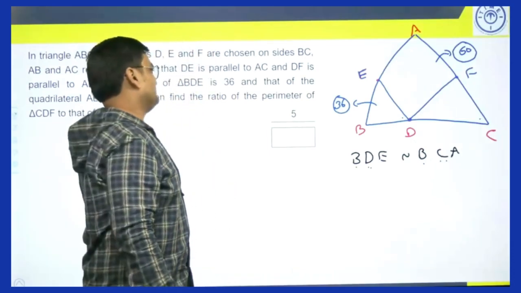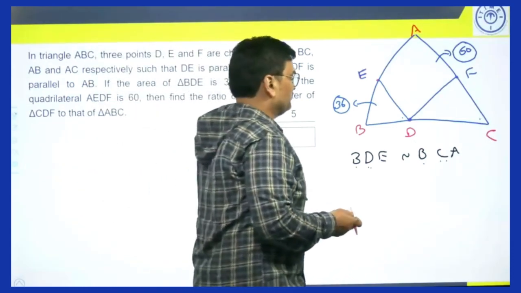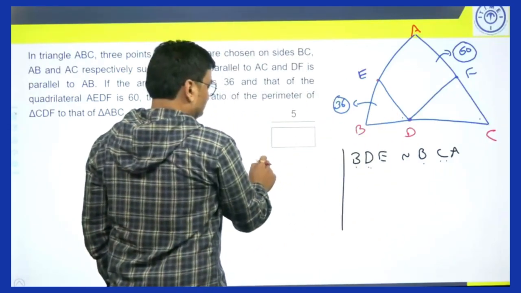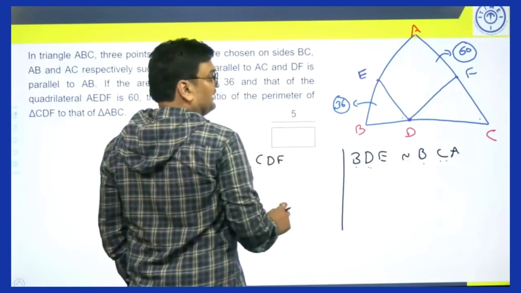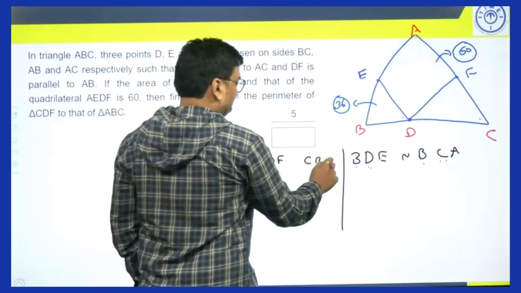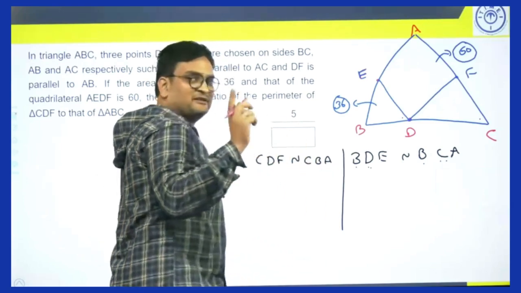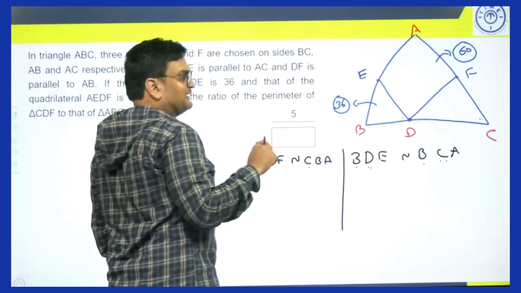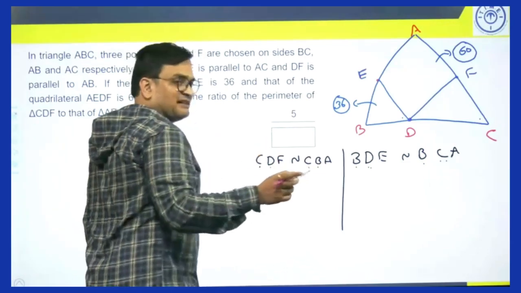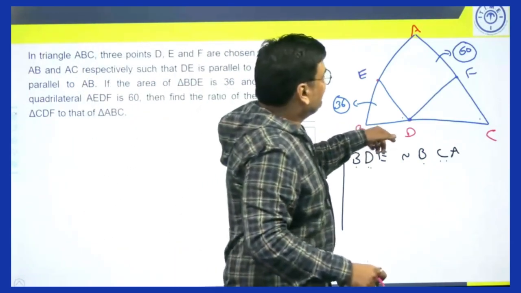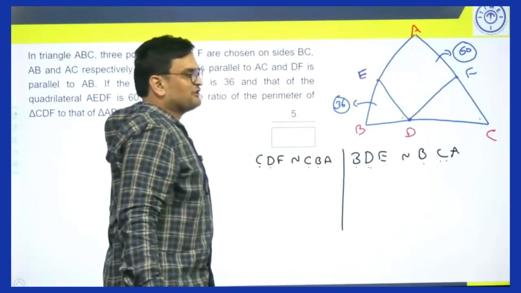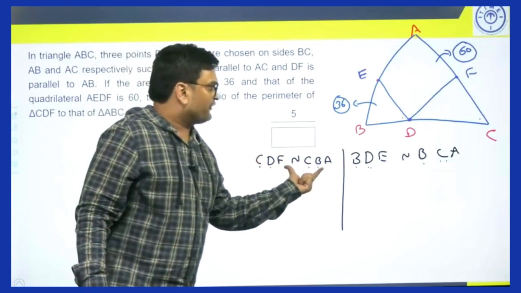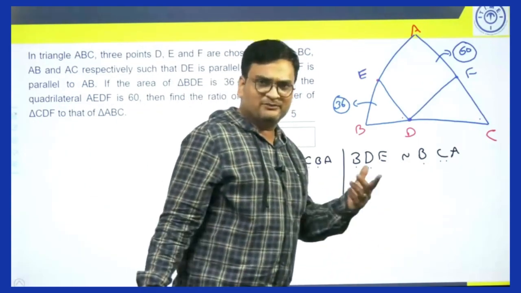Similarly we can show that triangle CDF and triangle CBA can also be shown to be similar. How? This is a common angle, and again, similarly, angle D and angle B will be corresponding angles because DF is also parallel to AB. So these two are a pair of similar triangles, and these two are also a pair of similar triangles, right.